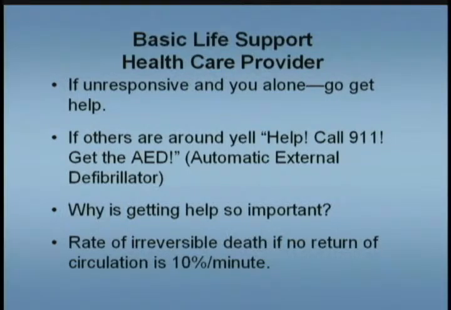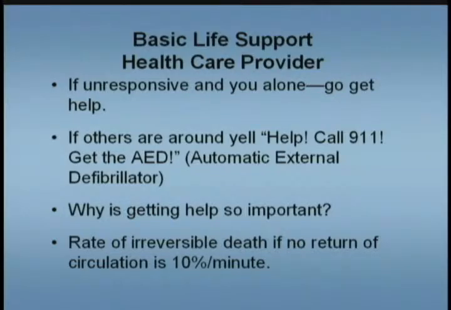You need help. Because if this man is really dead, the most common arrest rhythm we'll discuss is ventricular fibrillation. If I just open his airway, he's still in ventricular fibrillation. And if I'm there by myself in this room with this dead person with the open airway, he's not going to get better until I get help, right? If you're in a public place, I suggest you scream, help, call 911, get the AED.